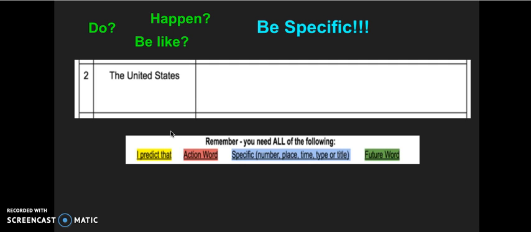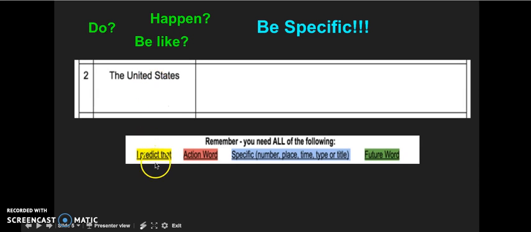Okay, students, here's number 2. Number 2, the topic is the United States. So remember, we're going to make a prediction about the United States. Okay, what do you think the United States is going to do? Or what do you think is going to happen to the United States? Or what is it going to be like? Okay, so maybe you're thinking about the president as the leader of the United States. What do you think the president is going to do? Okay, or maybe you think about what is going to happen to the United States in the world. Are we going to get more involved in other countries overseas, like China or some countries in Europe?